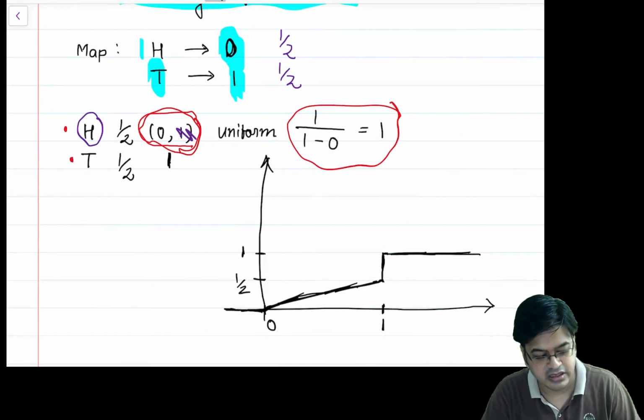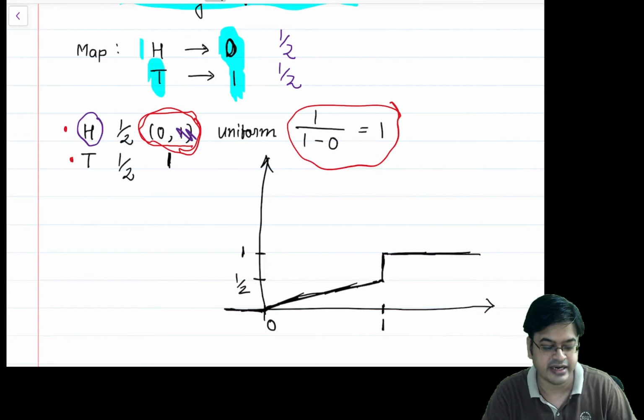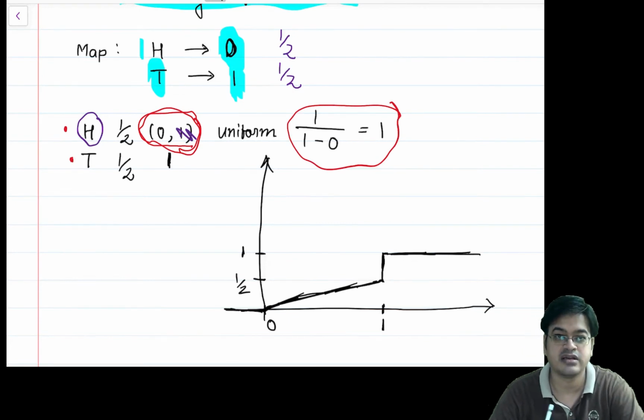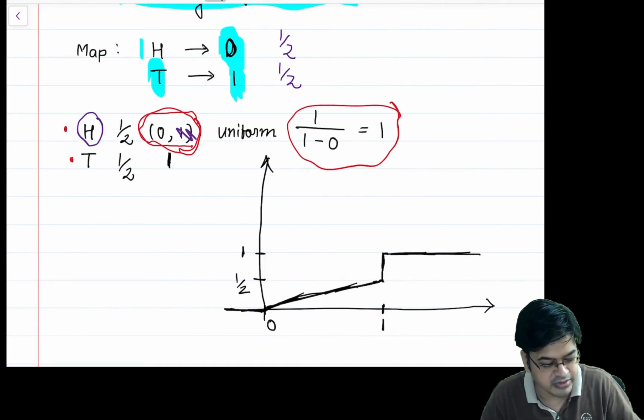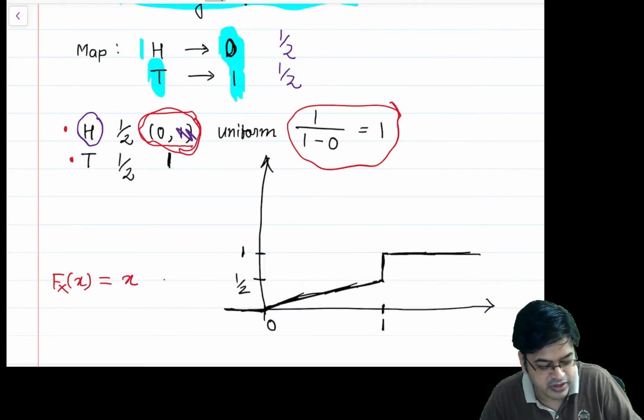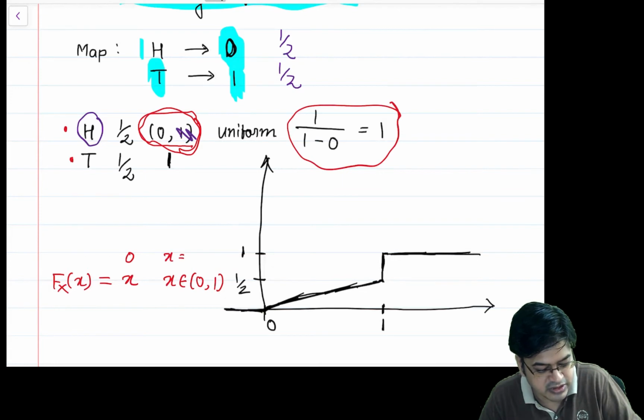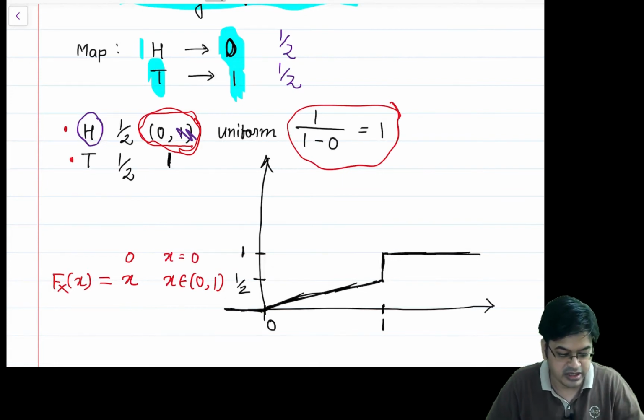So let us try to understand how a cumulative distribution function will look. For example, if you toss a coin and you get a head, then you will take the stick and break it somewhere. When you break it somewhere, it can take any value between 0 and 1 and it has a uniform probability. So if you remember our yesterday's discussion, F_X(x) will be equal to x for x belonging to 0 to 1. It will be 0 for x equal to 0. Now here is a problem.